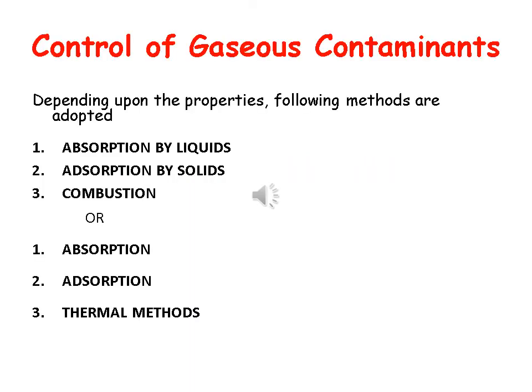Let us see in detail about control of gaseous contaminants, or gaseous emission control. Depending upon the properties, different methods are adopted. In your syllabus, only 3 methods are discussed. The first one is adsorption, the second one is absorption, and the third one is thermal methods. So let us see in detail about each one of the methods.